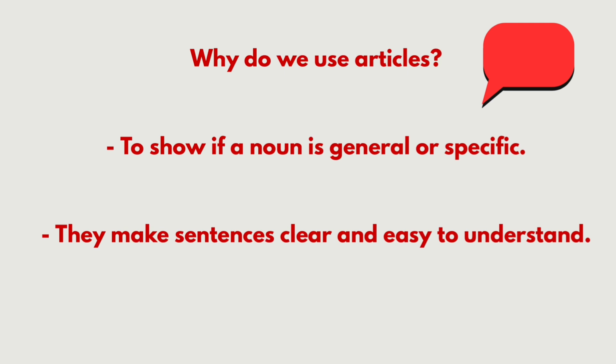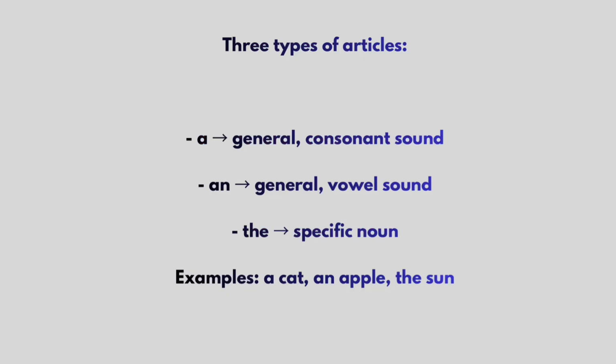Why do we use articles? To show if a noun is general or specific. They make sentences very easy and clear to understand. We have three types of articles: a, an, the. A is general, with a consonant sound. An is also general, with a vowel sound. The is for a specific noun.